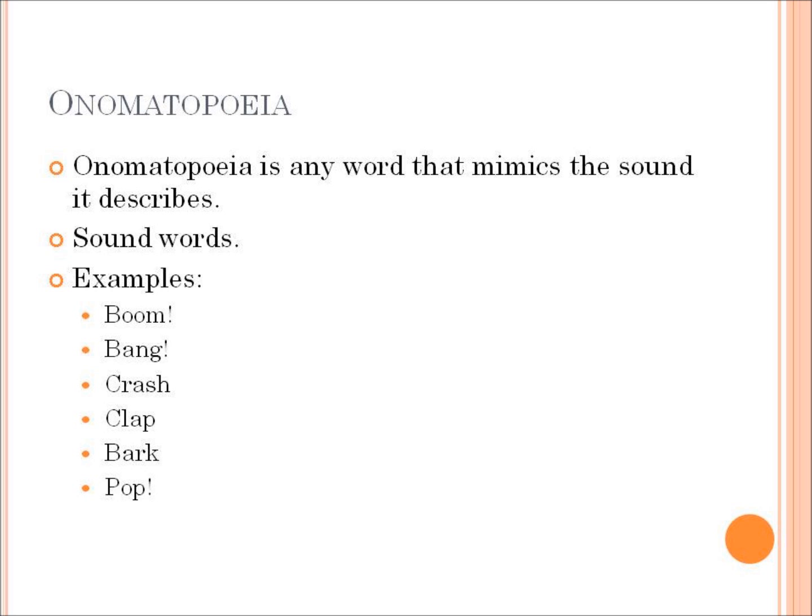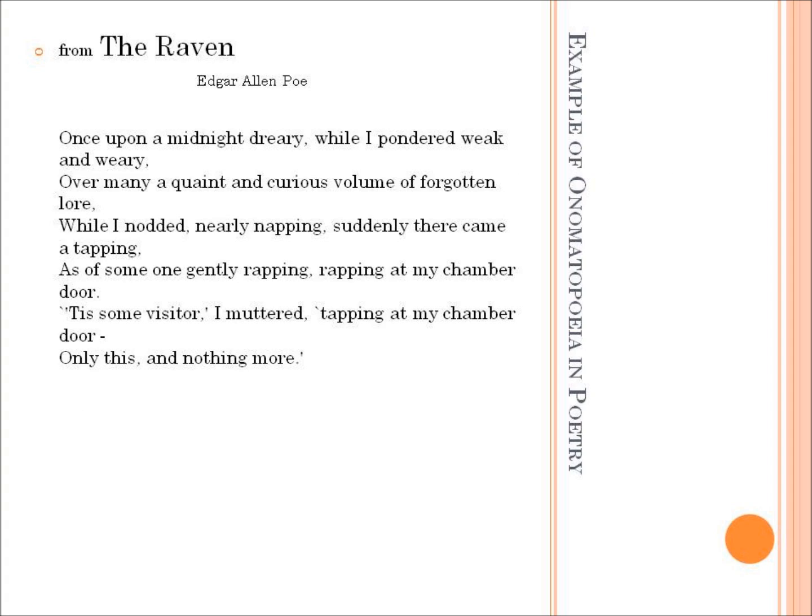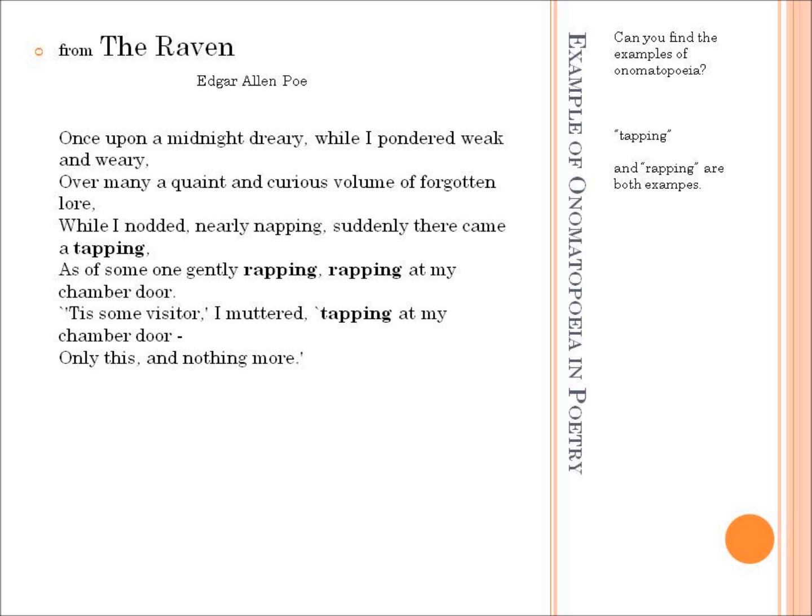An example of onomatopoeia in poetry would be from The Raven by Edgar Allan Poe. "Once upon a midnight dreary, while I pondered weak and weary over many a quaint and curious volume of forgotten lore, while I nodded, nearly napping, suddenly there came a tapping, as of someone gently rapping at my chamber door. 'Tis some visitor," I muttered, "tapping at my chamber door. Only this, and nothing more." So see if you can identify the examples of onomatopoeia in this passage. The words tapping and rapping, which both appear twice in this stanza, are examples of onomatopoeia because they mimic the sound that they create.